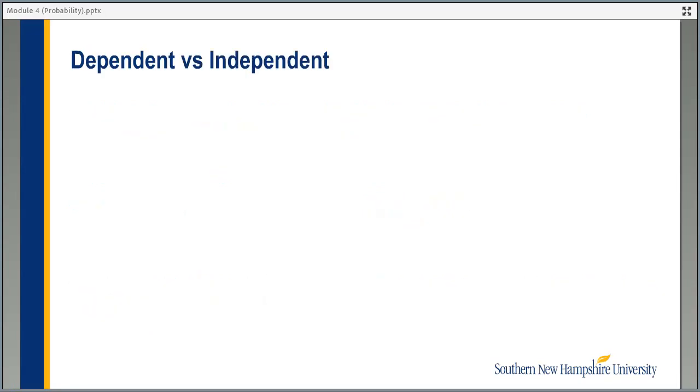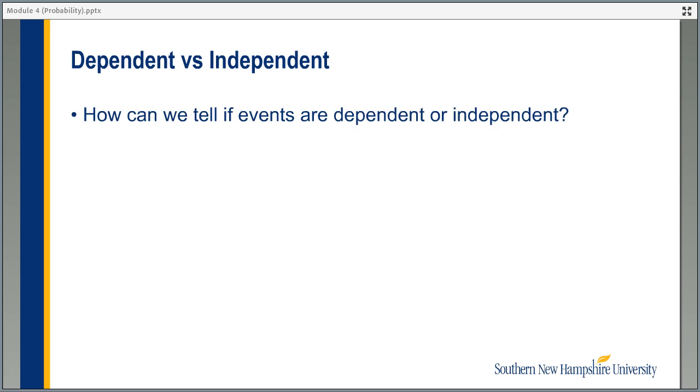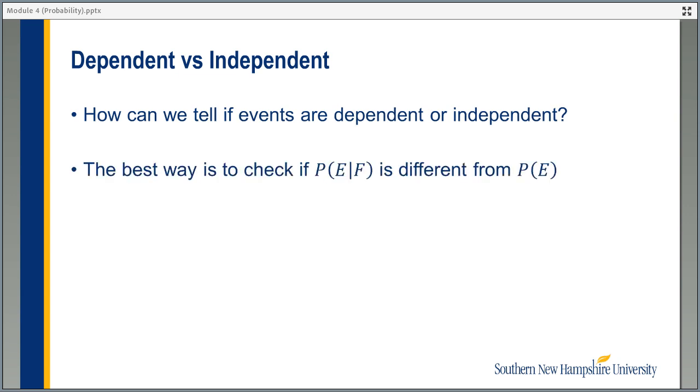The last thing we're going to talk about today are dependent and independent events. And this certainly isn't the last topic included in your text, so be sure to explore that more as well. So we want to know how to tell if events are dependent or independent of one another. The best way to check is if the probability of event E given event F is different from the probability of event E. This would tell us, if they're different, that the events are dependent of one another.